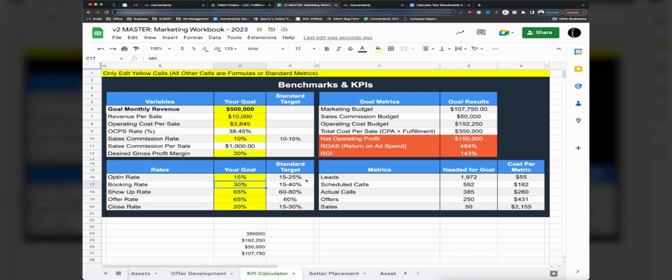And then from there, if we have a 30% booking rate, this is total people that book straight from ads to the funnel, the appointments that your setters set, etc. If 30% of all leads we generate book an appointment, then we know we can take the number of booked calls that we need, divide it by our booking rate, and that's going to give us our total leads. Then from here, we can essentially calculate the KPI with the marketing budget that we have. So if we need 1,972 leads and we have $107,750 to work with, we can spend $55 per lead.